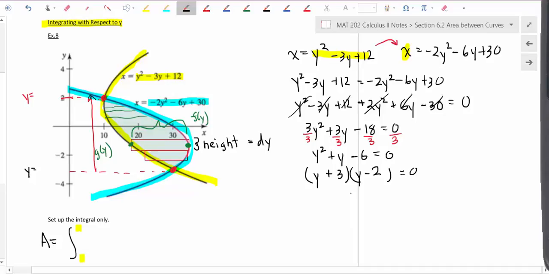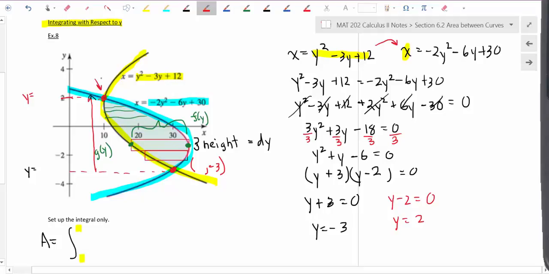So we have two equations. We have y plus 3 equals 0, which generates y equals negative 3. That should be this limit of integration right here, which is the y value of that point. And then the other one we have is y minus 2 equals 0, which gives y equals 2.